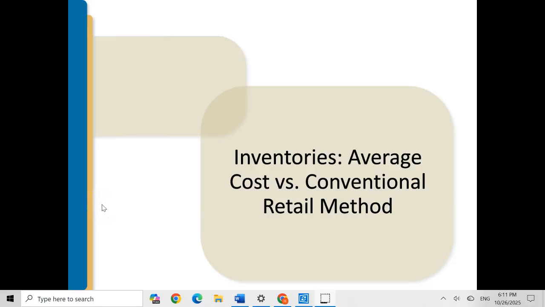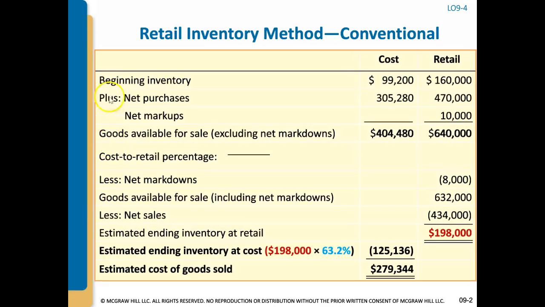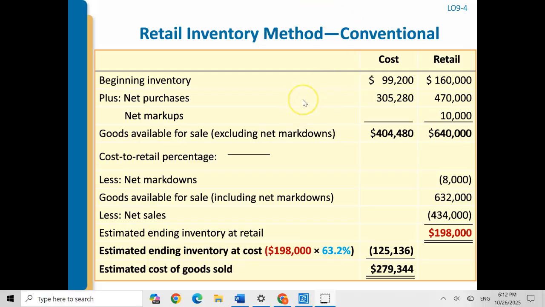Hello. In this video, we'll be talking about the average cost retail method versus the conventional retail method. In a previous video, we talked about the retail method and what it is. It's a way of estimating the ending inventory at cost and the cost of goods sold for companies that are very big, such as retailers that have high volume sales and low price units. So they have a lot of inventory, such as a Target or a Walmart.